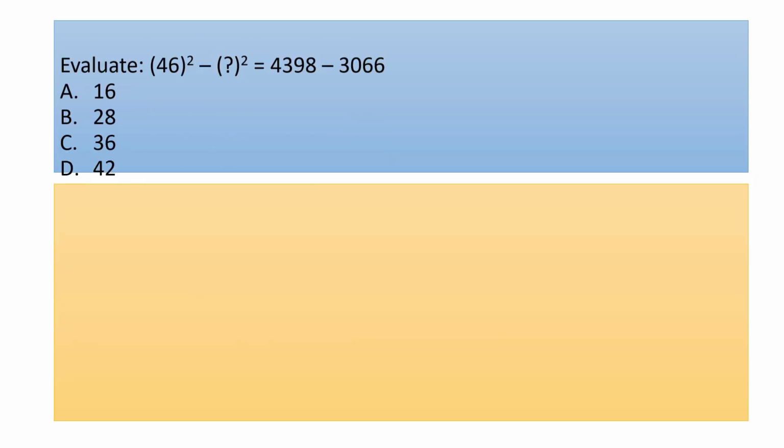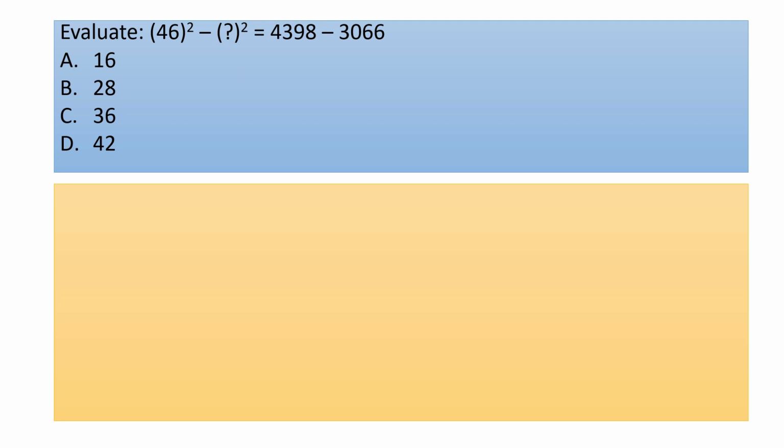Let's see the next example problem. Evaluate 46² − ?² = 4398 − 3066. So we have to find the question mark. They have given four options, which are 16, 28, 36 and 42. Let's see the solution. First, I am replacing this question mark with x.